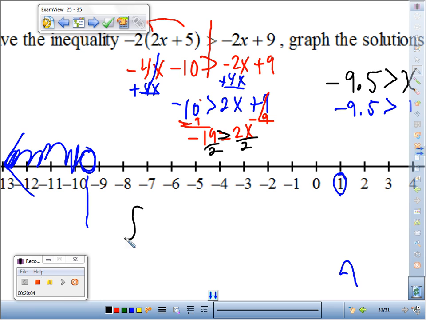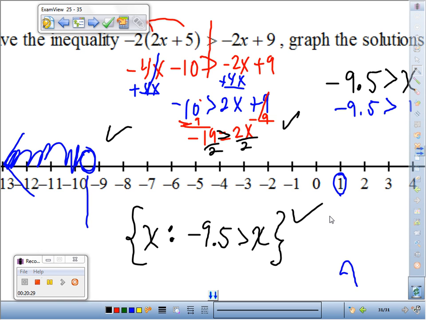So, my solution set. Solution set X such that, and we write our inequality. We can write negative 9.5 is greater than X. So, did we do all three things? Did we solve? Yes. Did we graph? Yes. And did we write our solution set? Yes. Let's move on. Number 26.